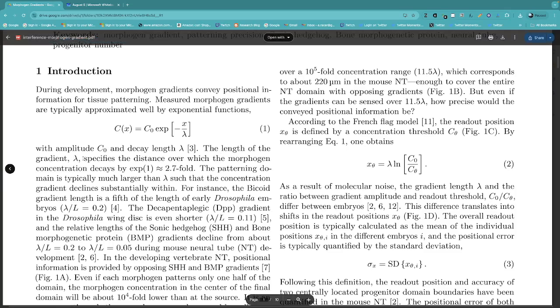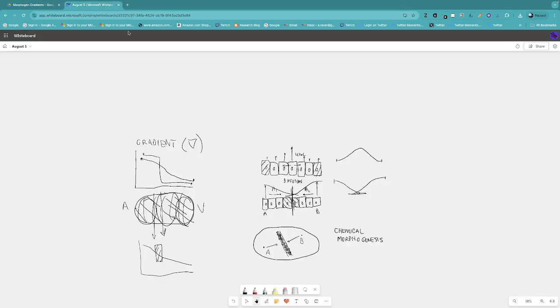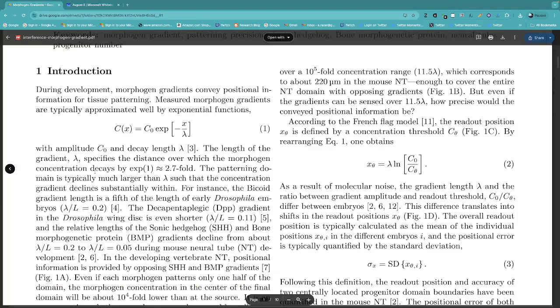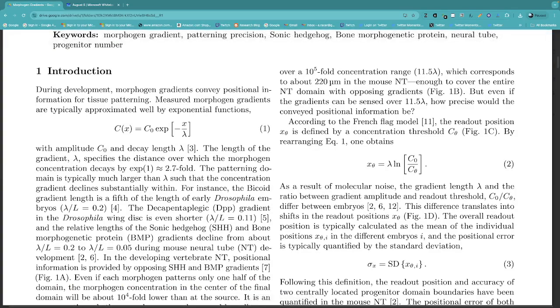The length of the gradient, or lambda, specifies the distance over which the morphogen concentration decays. So this is where we have the tail, which is down here, and that tail can be very long and it can extend outward. So the tail is what we're interested in for the farther out reaches of this gradient as it gets into these transition zones and interference zones. And so that's what they're doing here. They're modeling this with respect to concentration decays and how this decay is exponential.